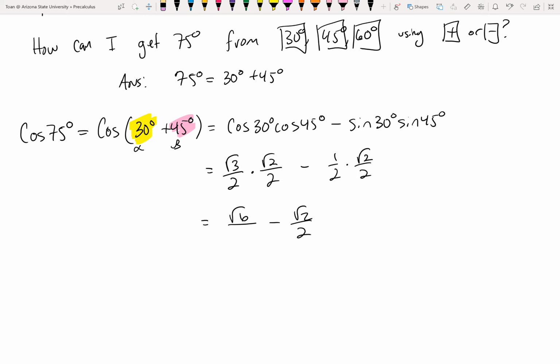Actually 4, sorry, I can't multiply. 2 times 2 is 4. And since they have the common denominator, I expect you to squish it all as one fraction. So that is the exact value of cosine of 75 degrees.